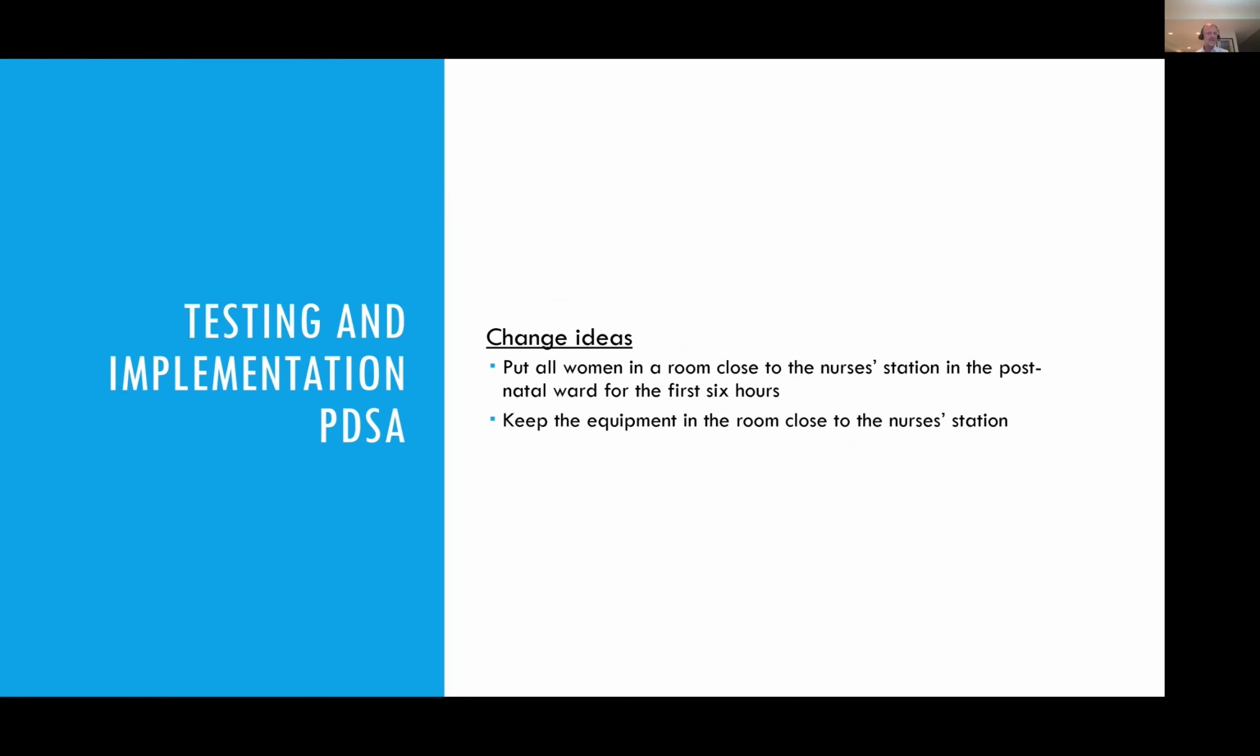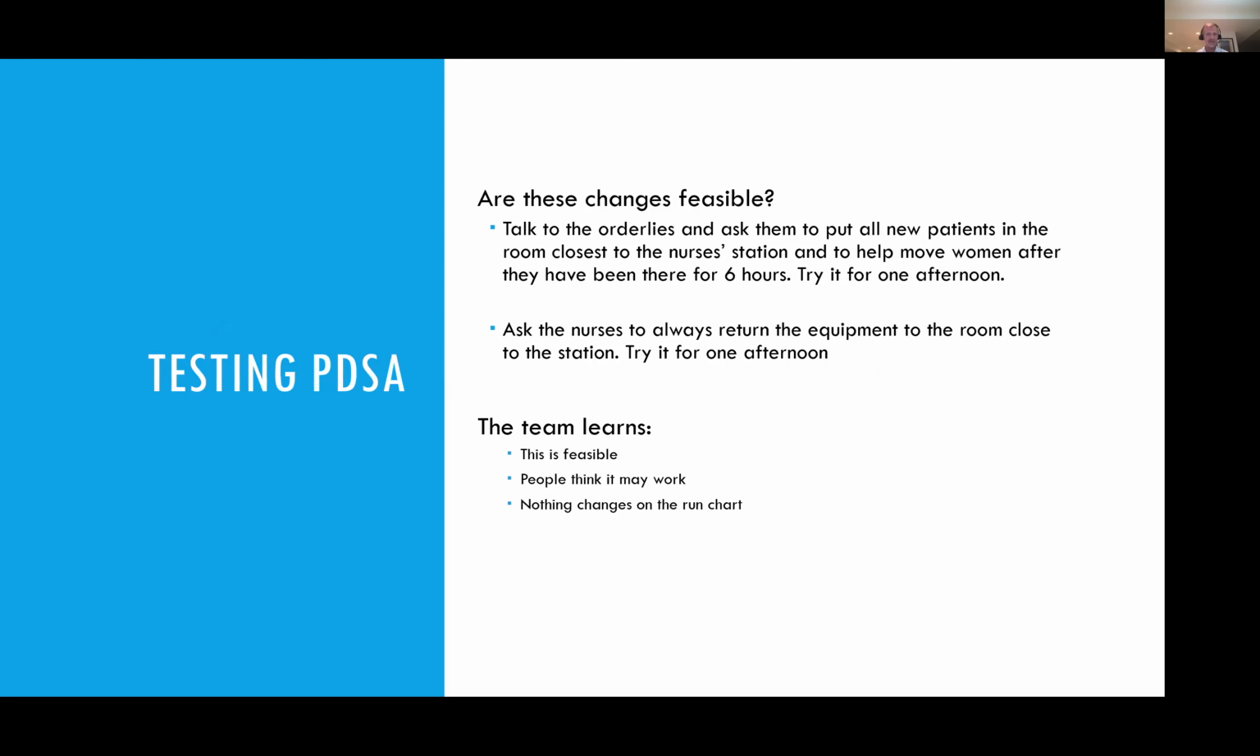And so the team might decide to make two changes. One, put all the women in a room close to the nurses' station, so you know where they are and they're easy to assess when they need a lot of assessments, and maybe keeping the equipment in the same place so that you don't have to spend time looking for it. And so you might do some testing PDSAs initially, because just changing your entire ward based on a hunch is probably not a good idea. You'd like to build up some confidence that this makes sense.